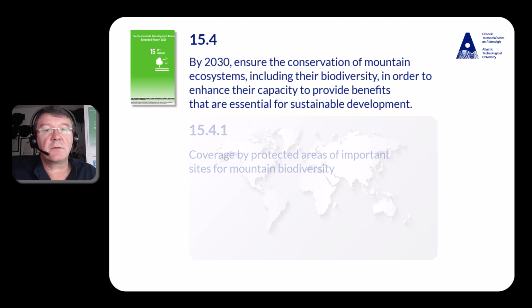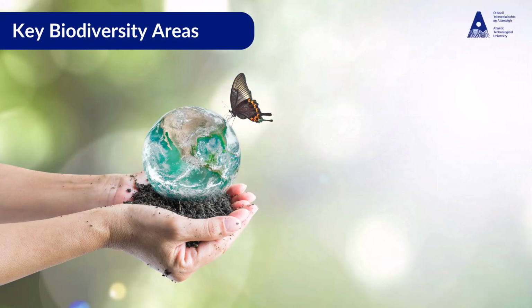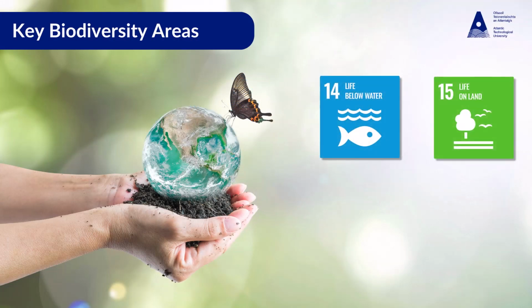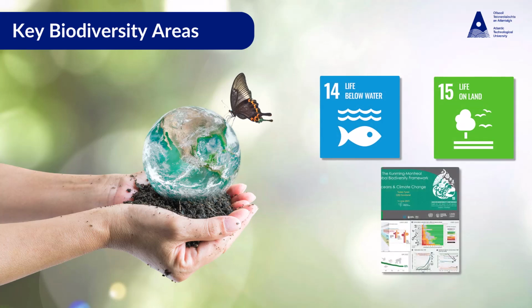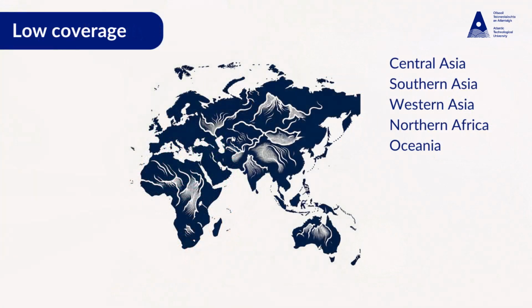The key note here is that growth in protected area coverage by key biodiversity areas, crucial for achievements of SDGs 14 and 15, as well as the new Kunming-Montreal Global Biodiversity Framework, has slowed over recent years and remains low in Central, Southern and Western Asia, North Africa and Oceania.